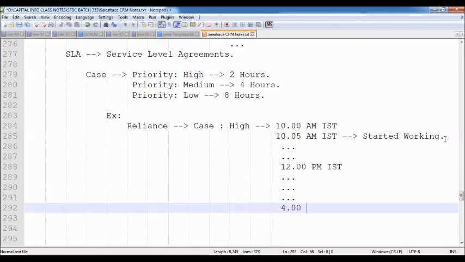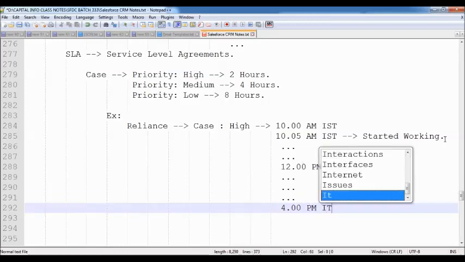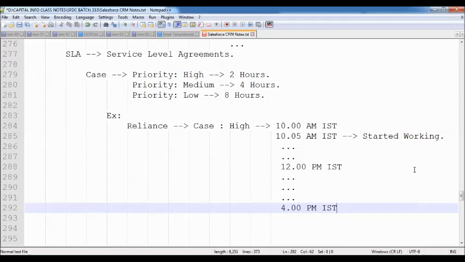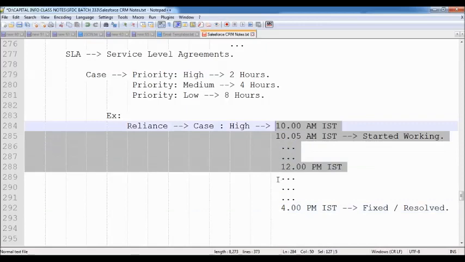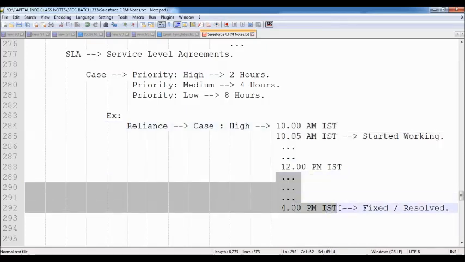Now the time is 4 p.m. Now the problem has been fixed, that means resolved. For high priority cases, how much time have they committed as per the documentation, as per the agreement? 2 hours. But in this case, what happened? 2 hours are over, and additionally they have taken 4 more hours.